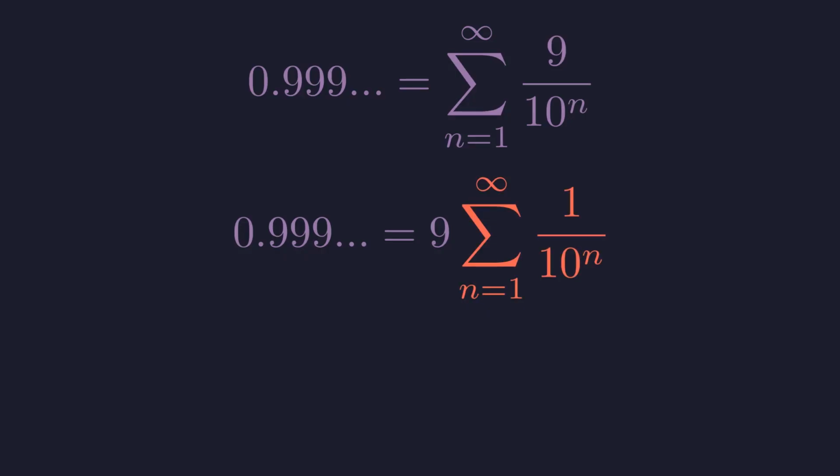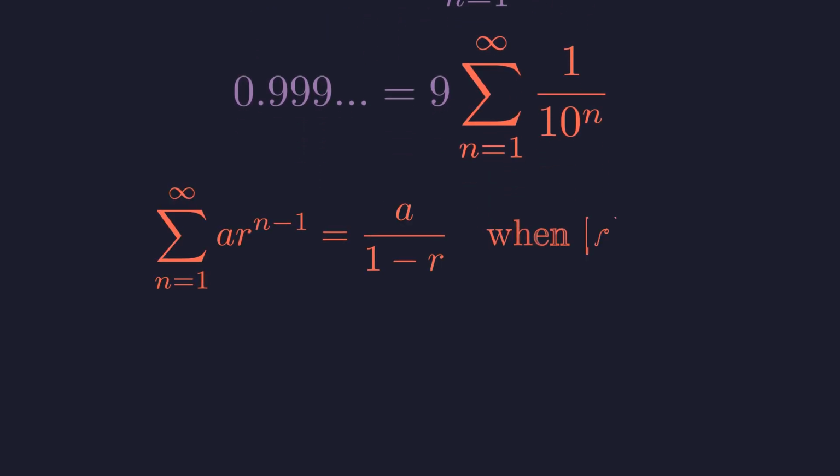And here's the beautiful thing about geometric series. We have an exact formula for their sum. The formula for the sum of an infinite geometric series with first term a and common ratio r is a over 1 minus r, provided the absolute value of r is less than 1.